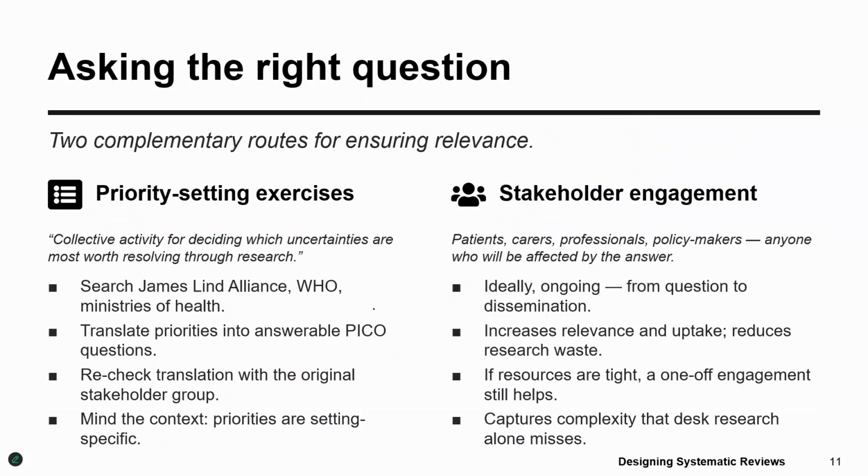We have spent time on how to frame and structure questions. None of it matters if you're framing the wrong question. Two complementary routes for ensuring relevance. First, priority setting exercises. Formal processes where stakeholders decide which uncertainties matter most. Check whether priority setting work already exists in your topic area. Second, stakeholder engagement. Patients, carers, clinicians, policymakers, anyone affected. Ideally ongoing throughout the review. If resources are tight, even a one-off engagement helps.